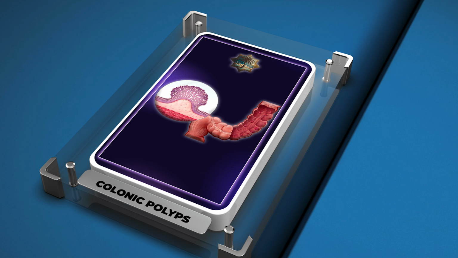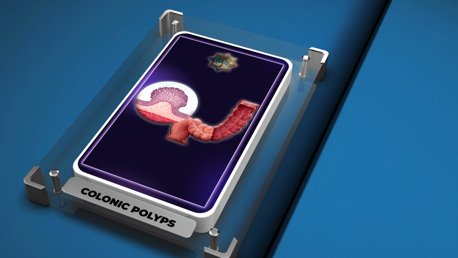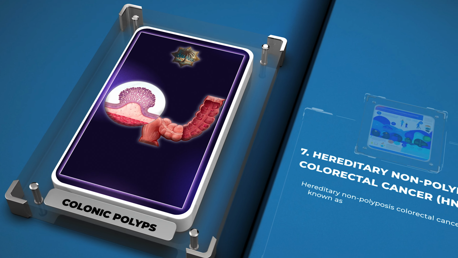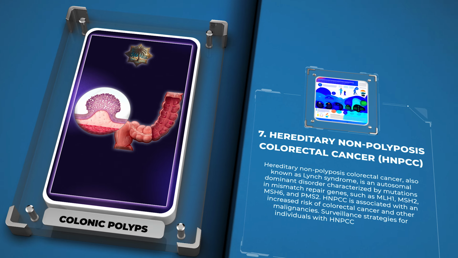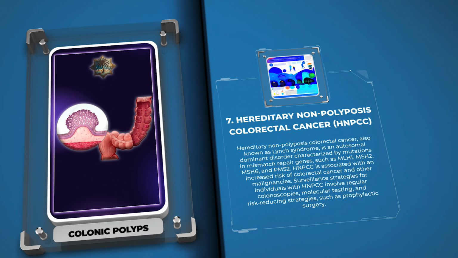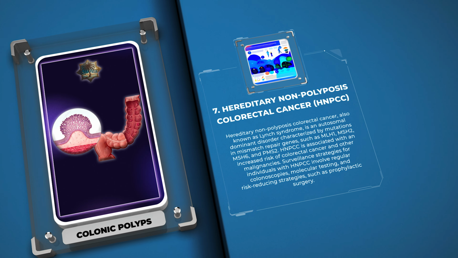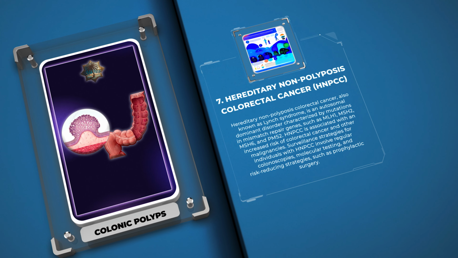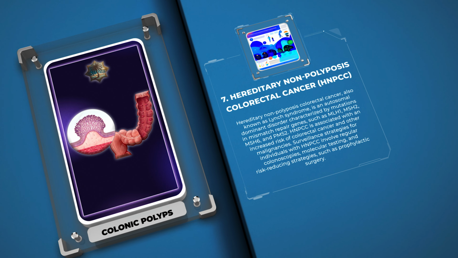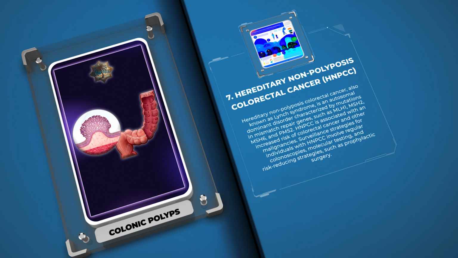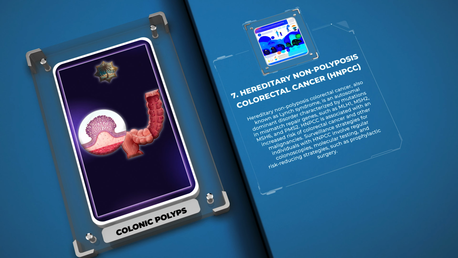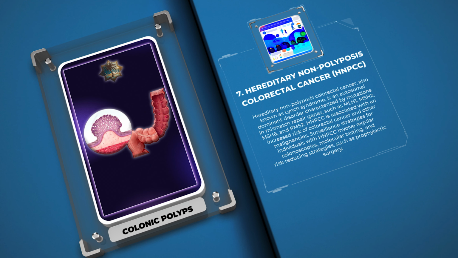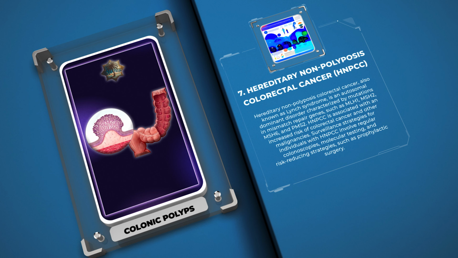Hereditary non-polyposis colorectal cancer, also known as Lynch syndrome, is an autosomal dominant disorder characterized by mutations in mismatch repair genes, such as MLH1, MSH2, MSH6, and PMS2. HNPCC is associated with an increased risk of colorectal cancer and other malignancies. Surveillance strategies for individuals with HNPCC involve regular colonoscopies, molecular testing, and risk-reducing strategies, such as prophylactic surgery.